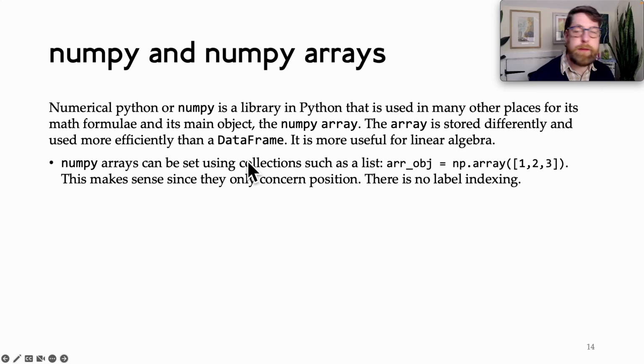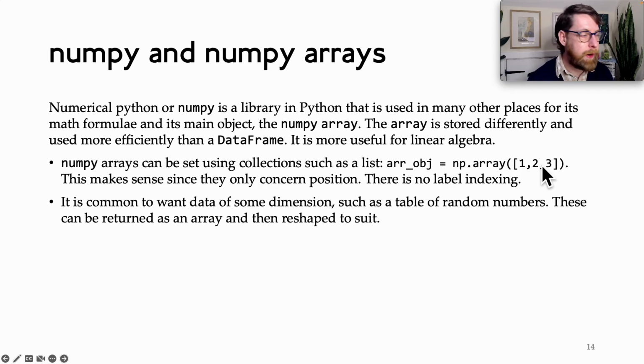So you can set them using any collection, and it'll just take the position and make an array. So an array object here would be np.array with 1, 2, 3, this list in there. And so now we have an array with the numbers 1, 2, and 3. There's no index that you add there or anything.